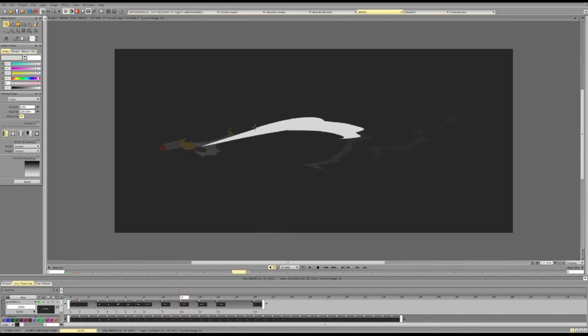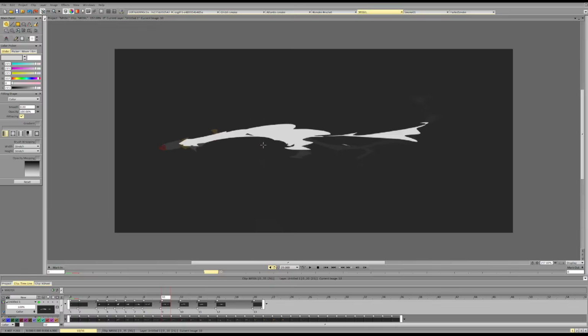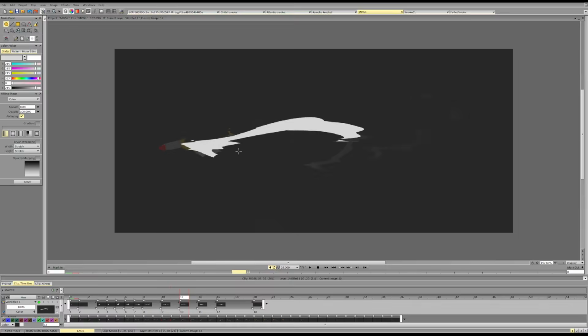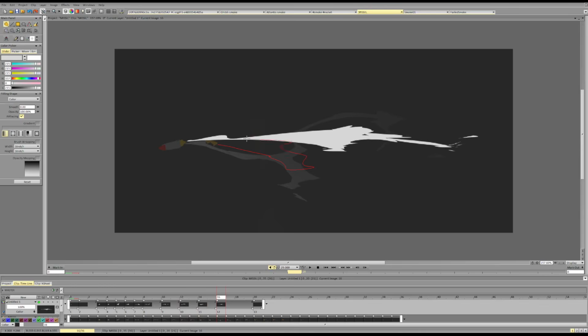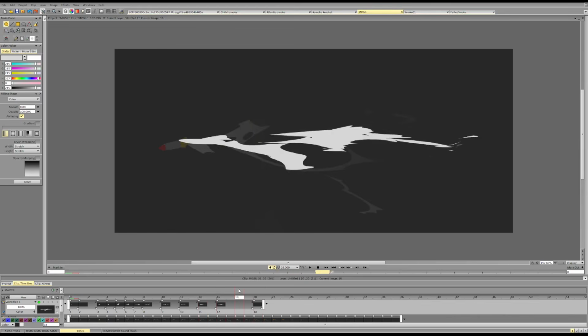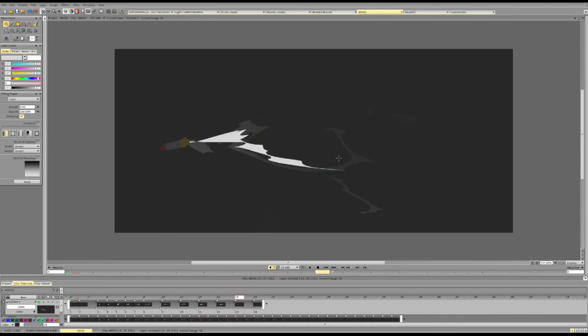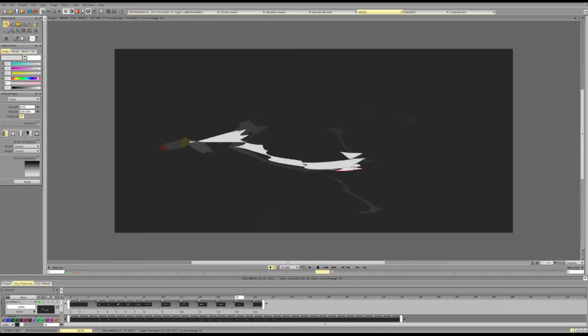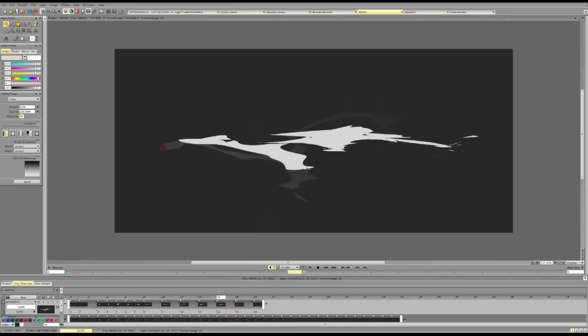And then we can erase stuff. After we get some mass, we can erase stuff. And now we can erase it. So mass first, erase later. Works almost always.